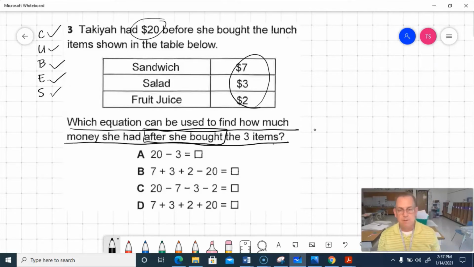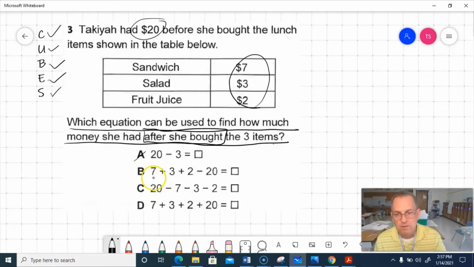So talking about equations, the right equation is going to have all these numbers in there. So I'm going to automatically eliminate answer choice A, because answer choice A says 20 minus 3. And that would just be how much money she had left after she bought a salad. But it says all 3 items. So we're going to look for all 3 items. And it looks like all 3 remaining answer choices have all 4 of those numbers in there, 7, 3, 2, and 20. So we just need to figure out which one has the correct operation and the way to find how much money she has left.